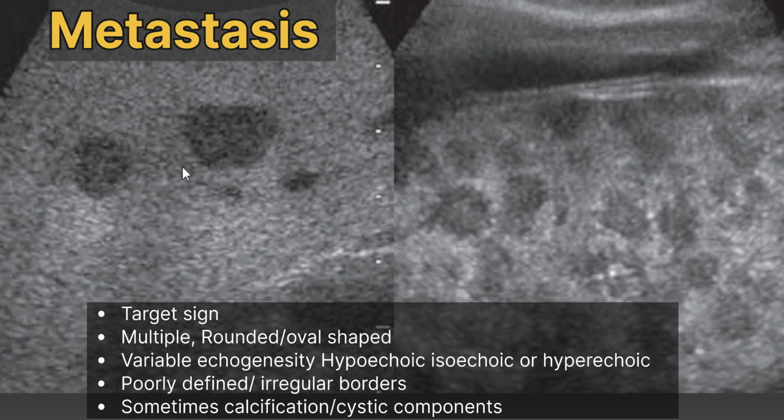Now, these are two adjacent metastases that arise from colon cancer with a solid homogeneous hypoechoic appearance and a slight increase in through transmission that looks like acoustic enhancement. And here we can see multiple solid hypoechoic lesions that originated from primary breast cancer.